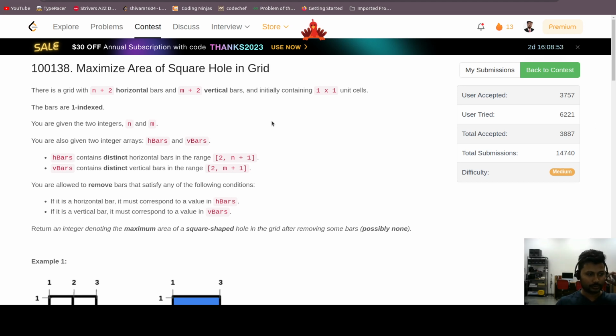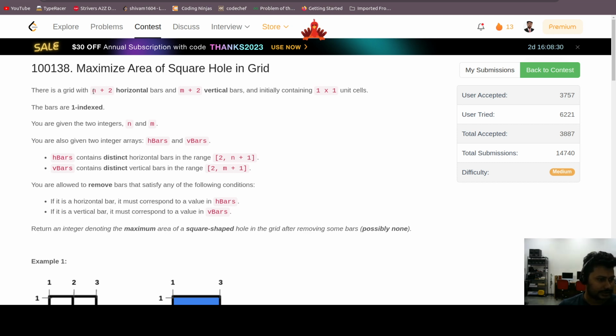Hello. So we are going to solve LeetCode weekly contest 118 problems. The first problem was very easy. It was brute force, so we are not going to solve that one. We are starting with the second problem. The problem statement is: maximize area of square hole in the grid.